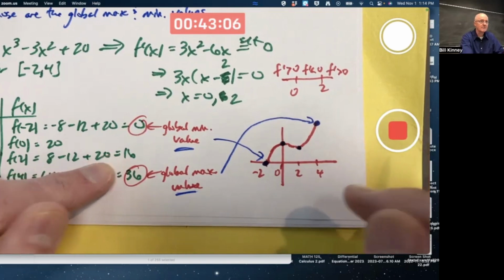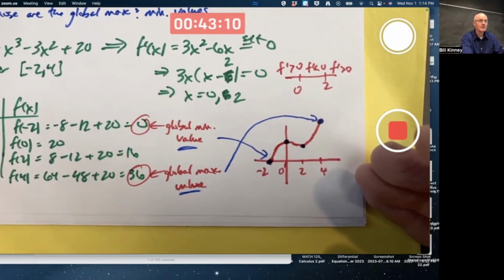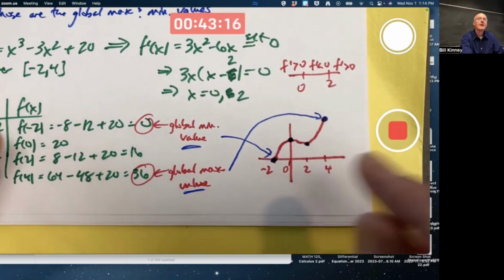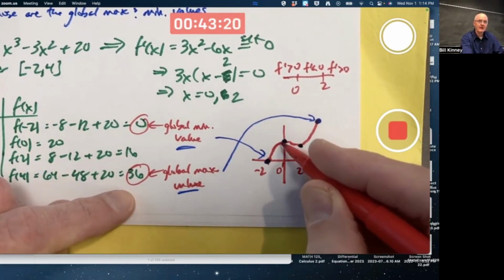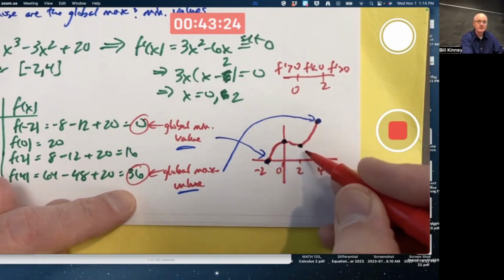Okay, so I did both kinds of problems here. I did a global extreme problem first, thinking about the endpoints as well, and the global extrema were at the endpoints. And I did a local extreme problem at the critical points here, and found this was a local max and this was a local min, just like you can see with the picture.